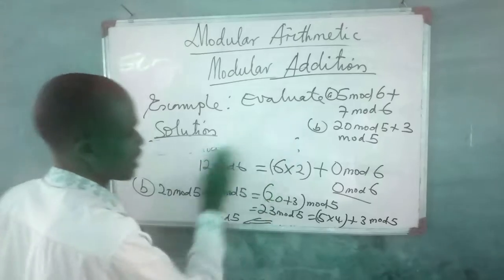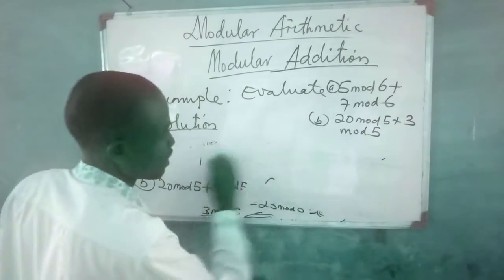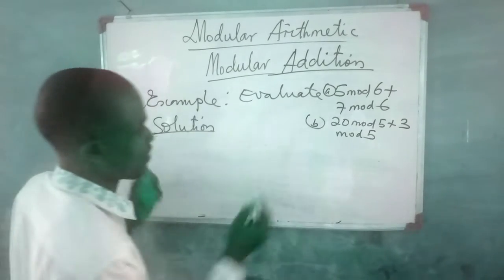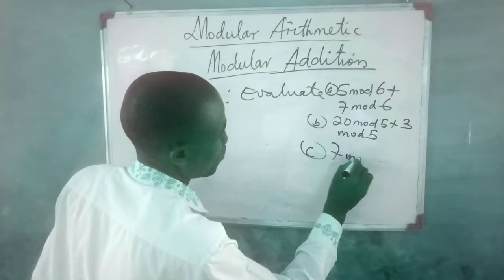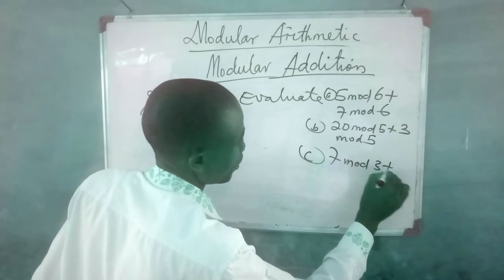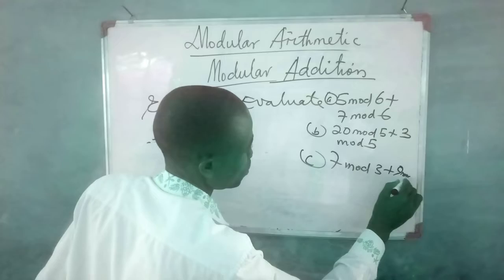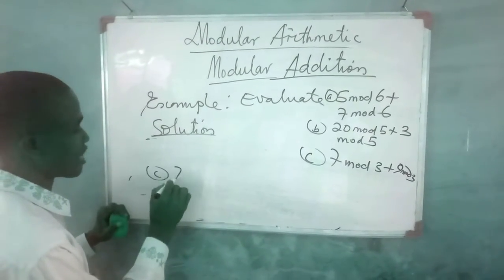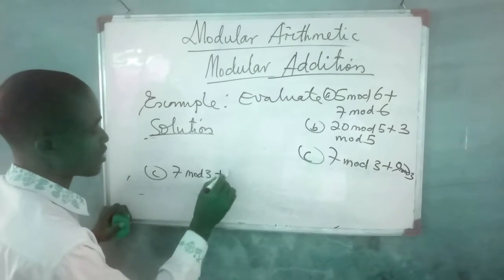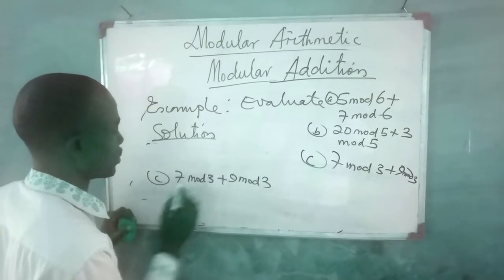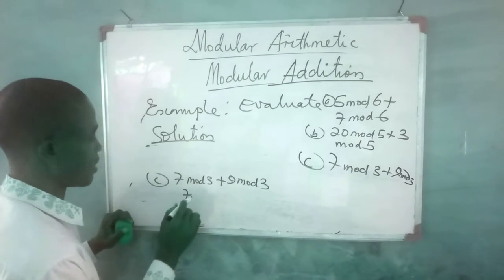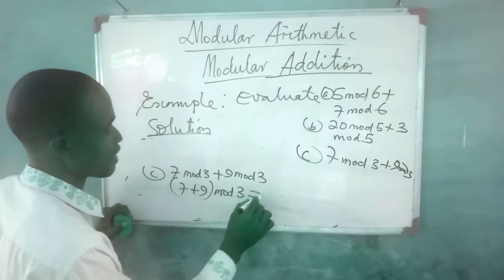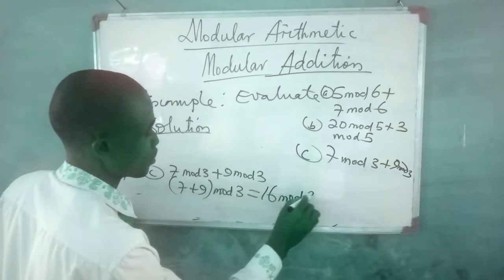Let me give you another one. Can you try this one? Let's look at the C part. Do it by yourself or you continue. So if I have C, 7 modulo 3 plus 9 modulo 3, what does that give us? 7 plus 9 modulo 3, and 7 plus 9 gives us 16 modulo 3.